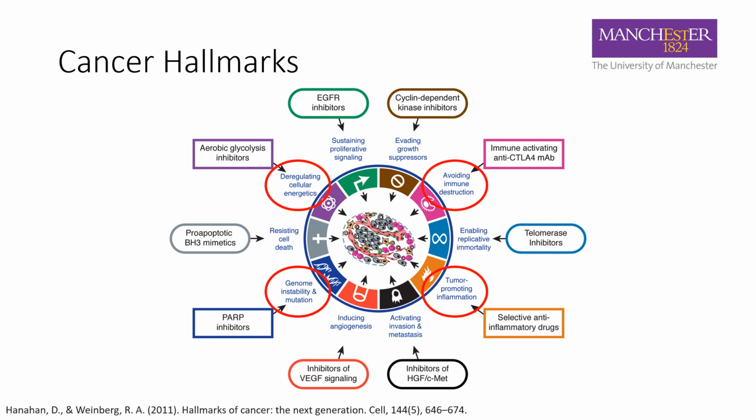The circled labels around the edge are the hallmarks' plausible therapeutic strategies that could be used to oppose the associated hallmark. We won't cover these newer hallmarks, but feel free to read about them in your own time following the link in the bottom left corner of this slide.